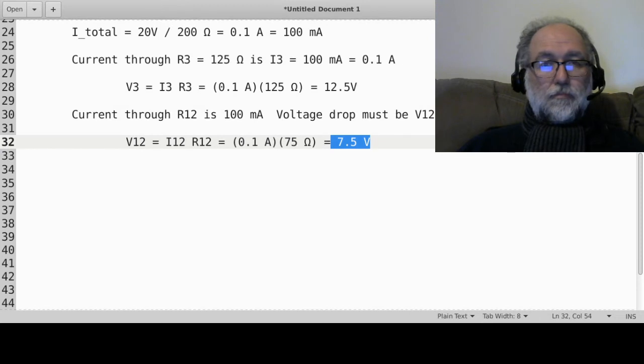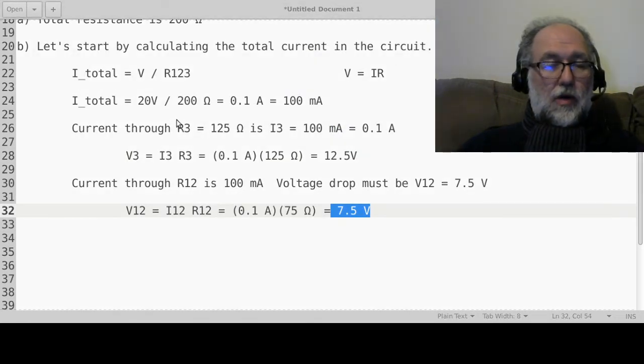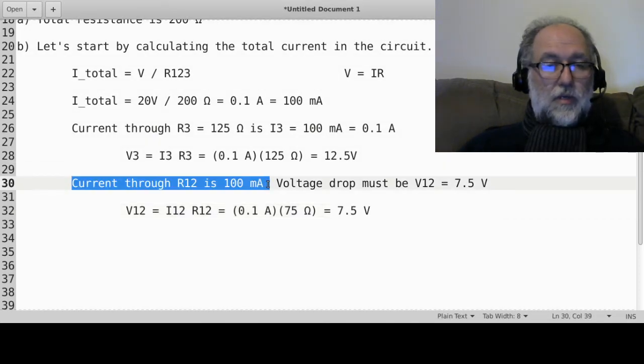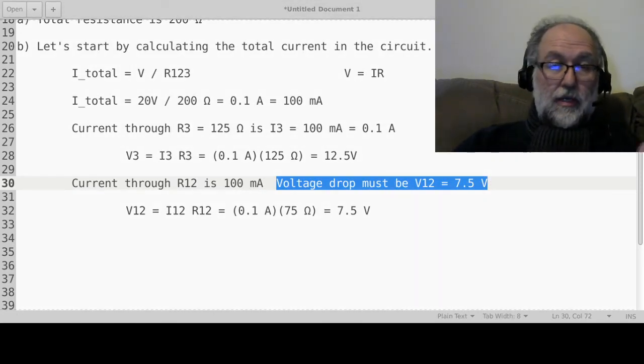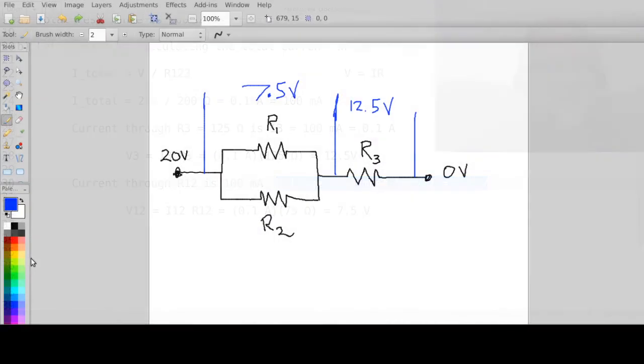Let me scroll this back up. So the current through R12 is 100 milliamps, and the voltage drop must be 7.5 for the reasons we just predicted. Okay, that is from this diagram here. If this drop was 12.5, then this drop must be 7.5.